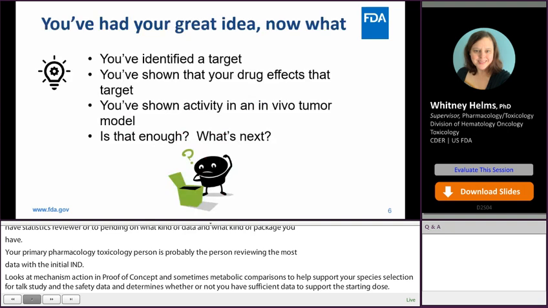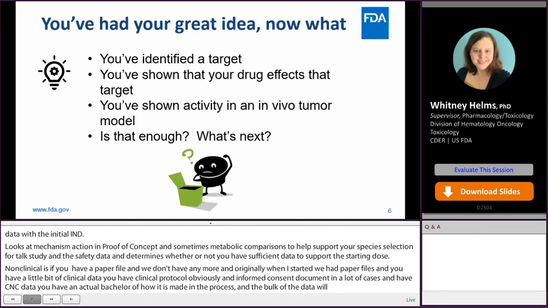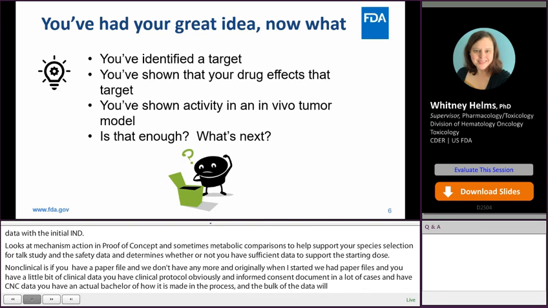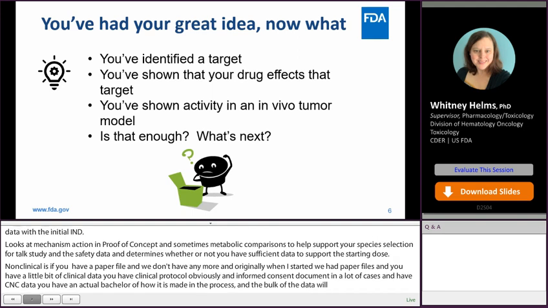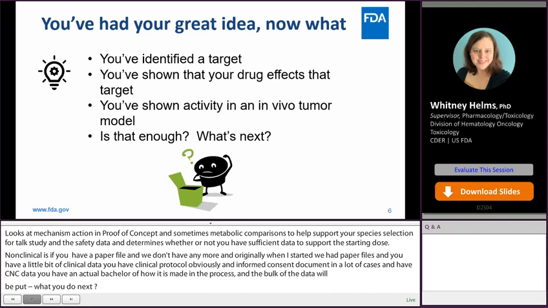And you've had your great idea now. So what do you do next? You've identified your target. You've shown that your drug has an effect on that target. You've shown activity in an in vivo tumor model. Maybe you have some xenograft data. Mostly people have xenograft data to support oncology drugs.